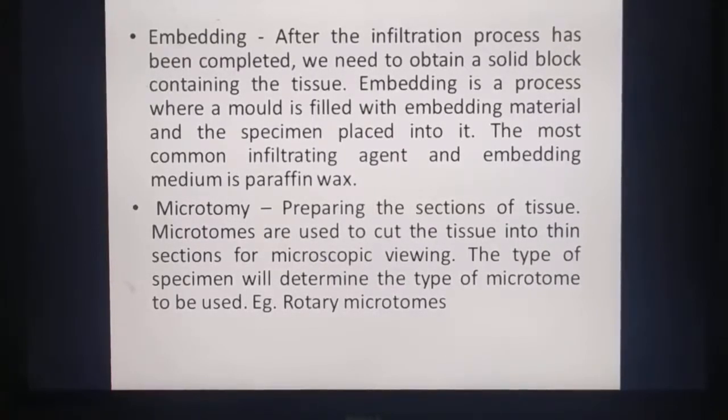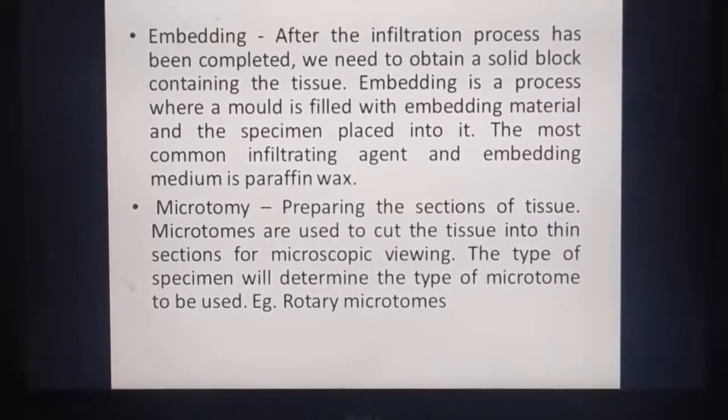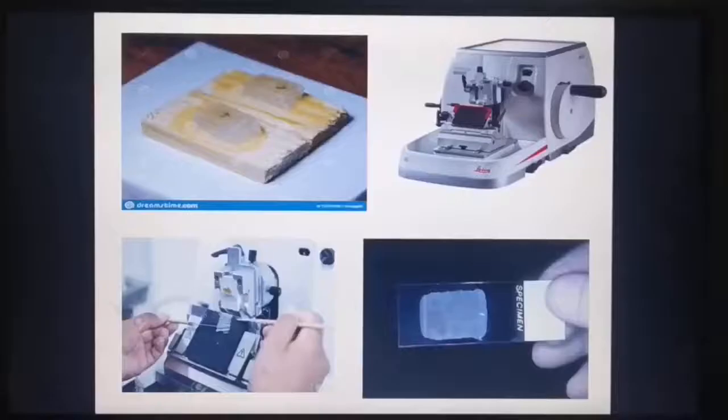The wax blocks are then cut into thin sections for microscopic examination. This is done using an instrument called microtome. The most commonly used microtomes are rotary microtomes.